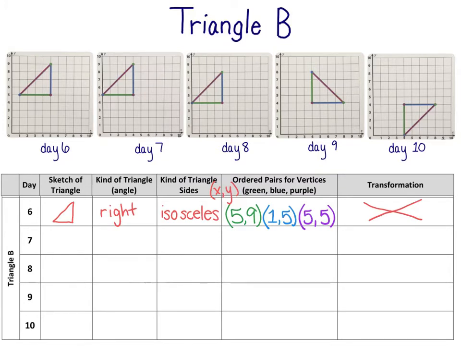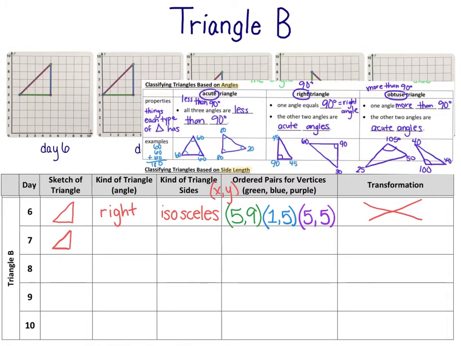All right, let's move on to day 7. Here on day 6, we can see the shape of the triangle has the right angle in the bottom right-hand corner. And over on day 7, the triangle is facing the same direction. The right angle is still in the bottom right-hand corner. So when we sketch our right triangle, it's going to look the exact same as it did on day 6.